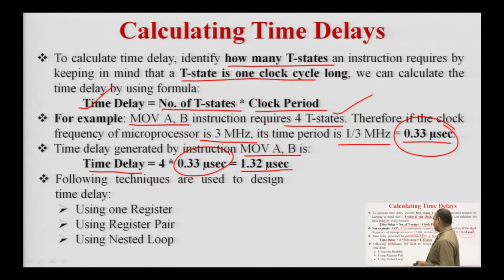Now, the following techniques are used to design a time delay. These are the techniques which are commonly used: using one register, using a register pair, and the nested loop. So, these are the three techniques which are commonly used. By using one register, a register pair, or a nested loop, we can calculate the time delay.